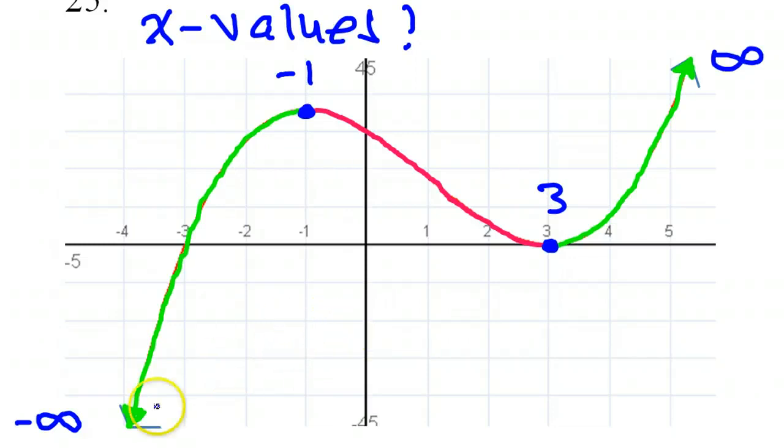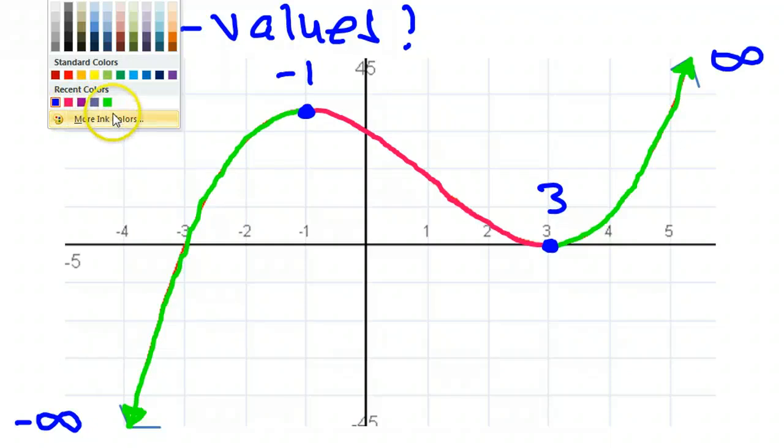So this function is increasing from negative infinity to -1. It's decreasing from -1 to 3. And then it's increasing from 3 to infinity. It's just that easy, boys and girls.